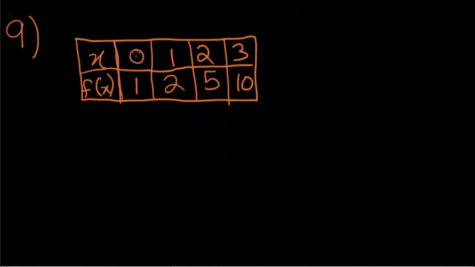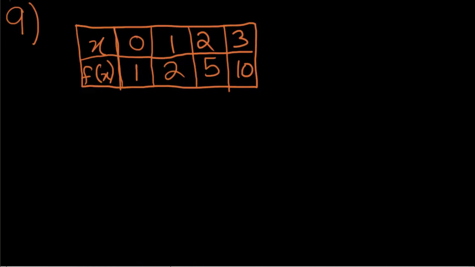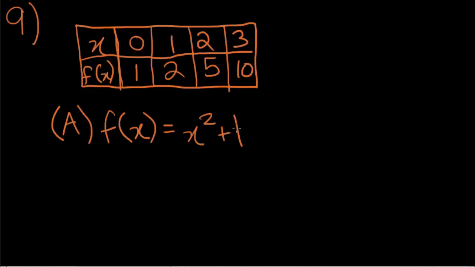Number 9, which contains some functions. The table above gives values of the quadratic function f for selected values of x. Which of the following defines f? So we have quite a few choices. Why don't we start just with choice A, which is f of x is equal to x squared plus 1. Let's test these for every single term.